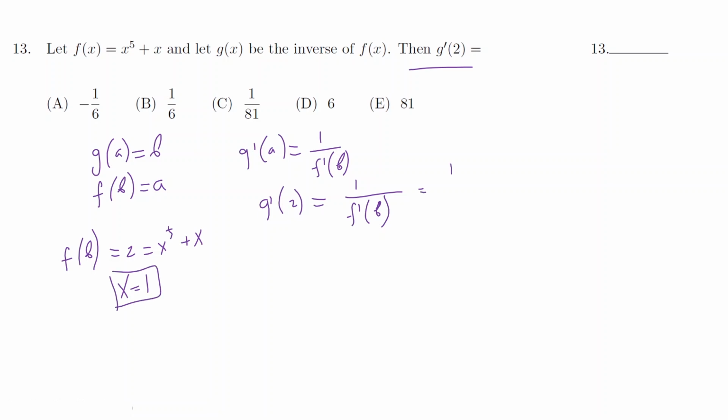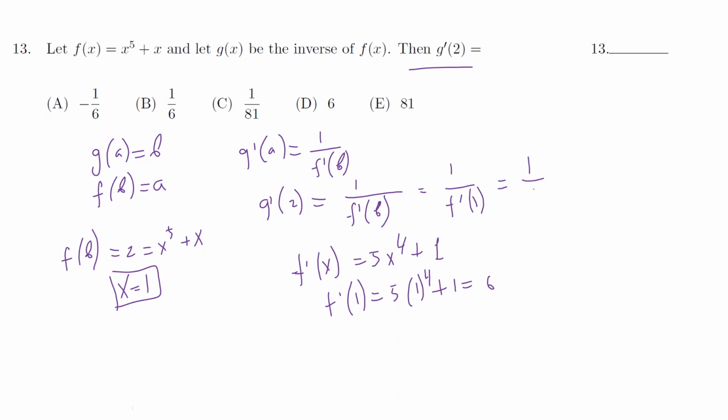So all we have to find is 1 over f prime of 1. Now, what is f prime? F prime of x equals 5x to the 4th plus 1. So f prime of 1 equals 5 times 1 to the 4th, which is just 5, plus 1. So that equals 6. So therefore, the whole answer is just 1 over 6.